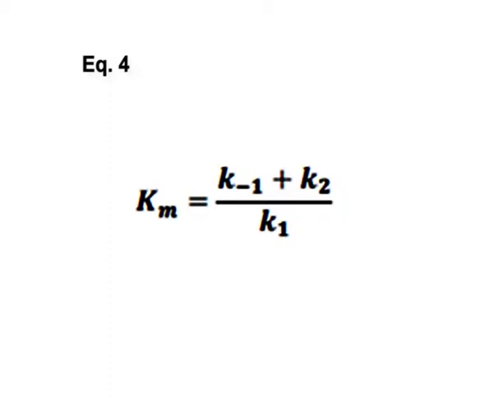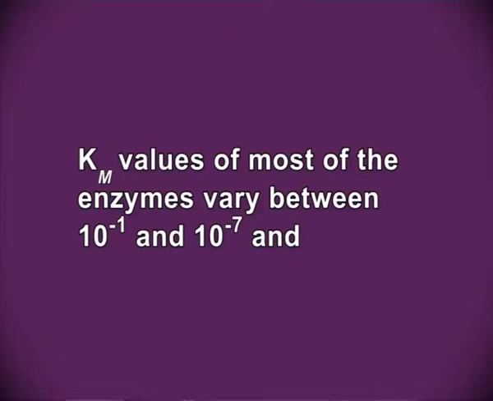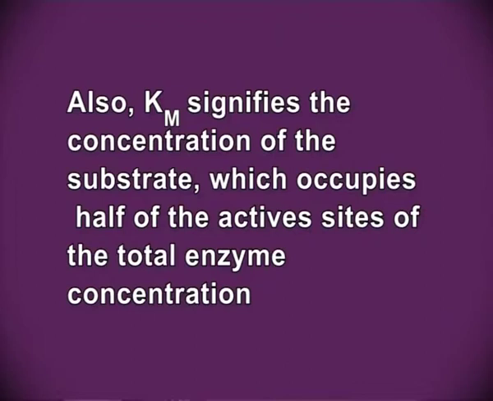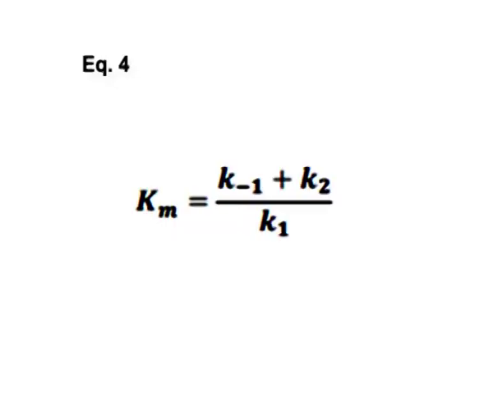in equation 4. Km values of most enzymes vary between 10 raised to power 1 and 10 raised to power minus 7, and the value depends on specific substrates and factors such as temperature, ionic strength, and pH. Also, Km signifies the concentration of the substrate which occupies half of the active sites of the total enzyme concentration. Km is equal to k minus 1 plus k2 divided by k1. This is equation number 4.